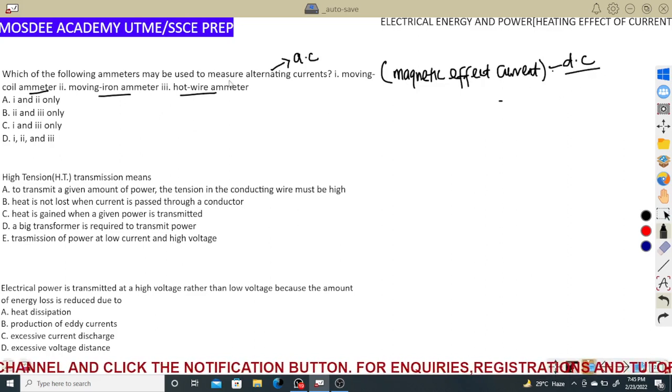Magnetic effect of current. That is that. So it does not work on AC; it only works for DC circuits. What is DC? Direct current. Now, if you are looking for what can be used for measuring alternating current, it must work on the principle of the Joule effect of current.